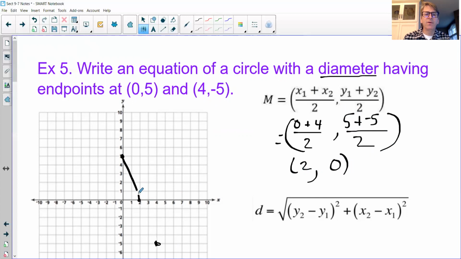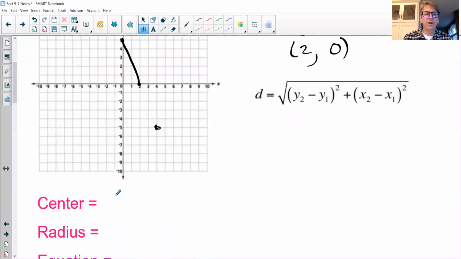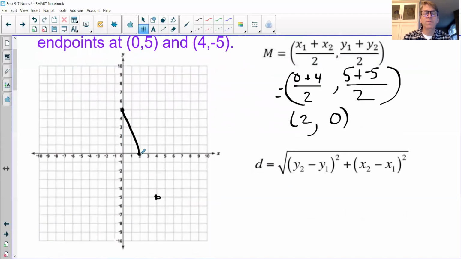So we were given the diameter, using the midpoint formula, we found that that point at (2, 0) gives us the center. So I'll put that down, (2, 0). Okay, so we have the center of the circle, and we have the endpoints. Both are equidistant. So that's the next thing. We need to find the distance between the center of the circle at (2, 0), and we're going to use this (0, 5). Okay, so by the use of the distance formula.